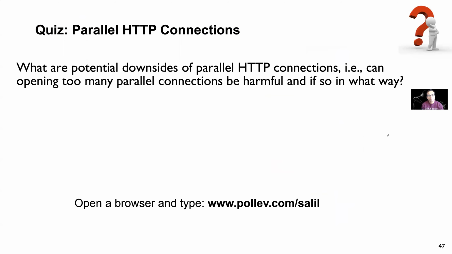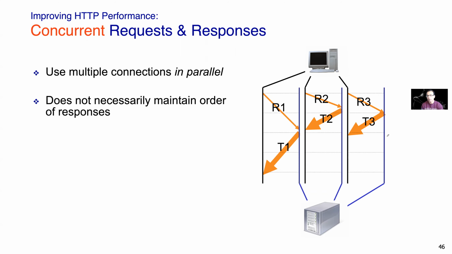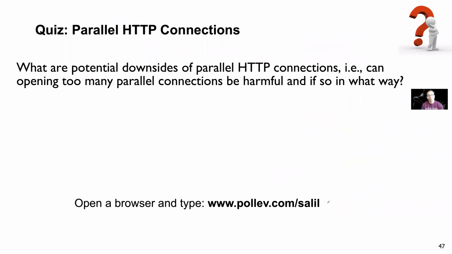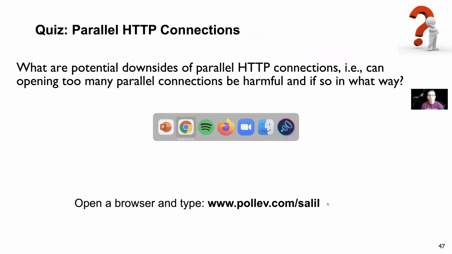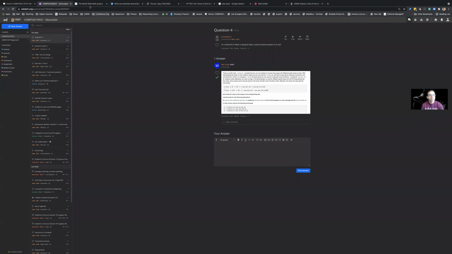Now, let me ask you, sure, we can open as many parallel connections as we want, right? So imagine you had 50 objects. Like I showed you, the UNSW web page had a fair number of objects, right? So what if you set up 50 TCP connections with the server, one for each object? What do you think could be the potential downside of this?